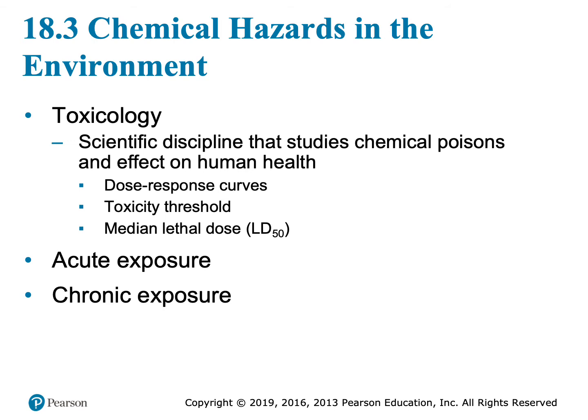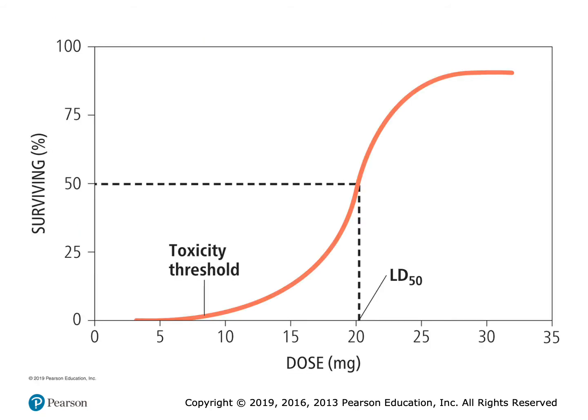These exposures: acute exposure is the contact that occurs only once for a short time, and chronic exposure is contact with the chemical for periods of weeks, months, or years. So the toxicity threshold is the dose that produces a measurable impact on survival. As the dose of a toxin is increased, the number of individuals affected by it increases. The median lethal dose, or LD50, is the amount of a chemical required to kill half of the individuals in the population.